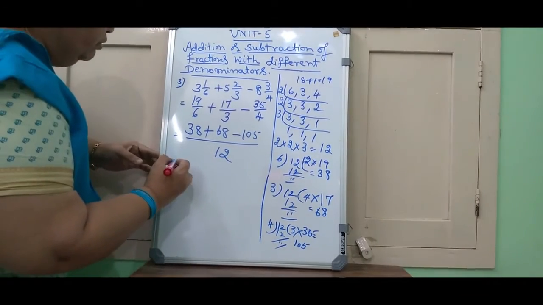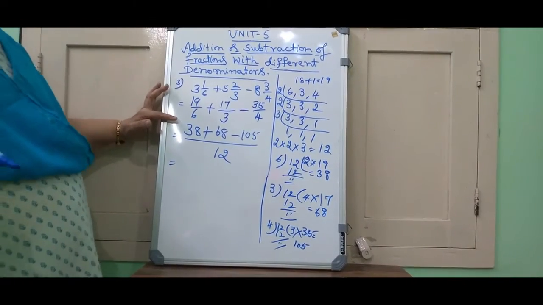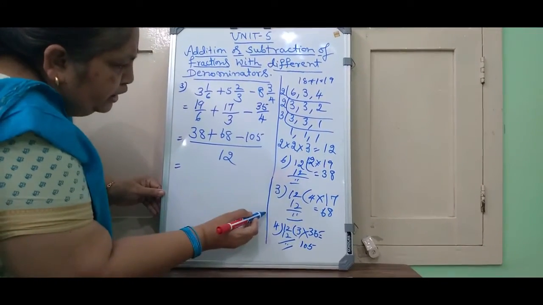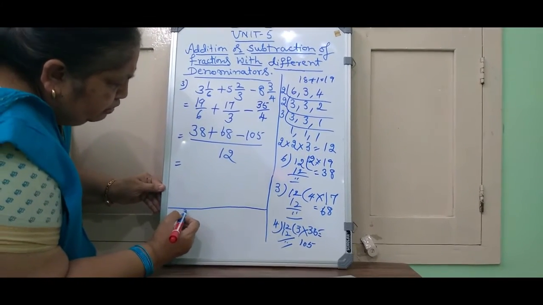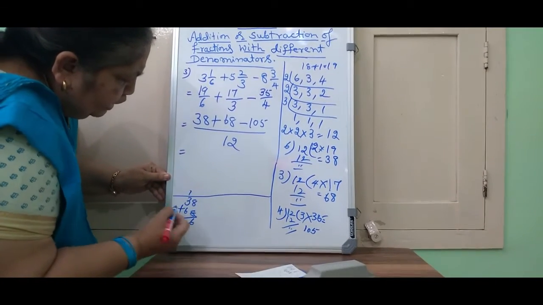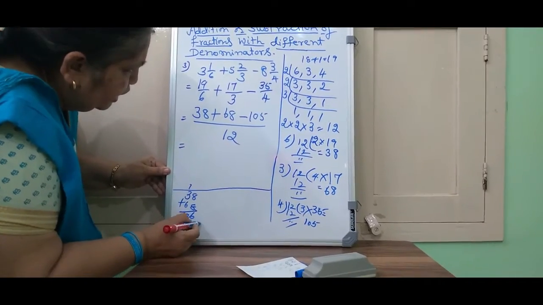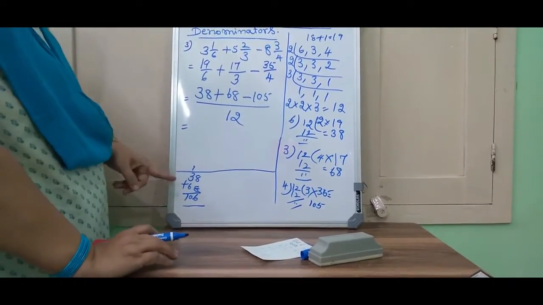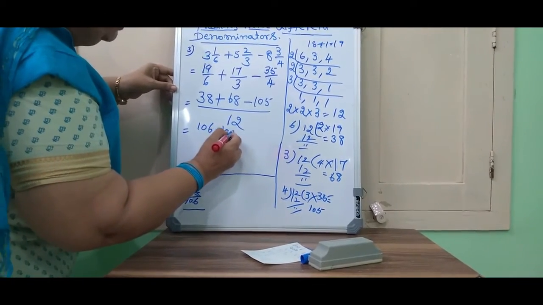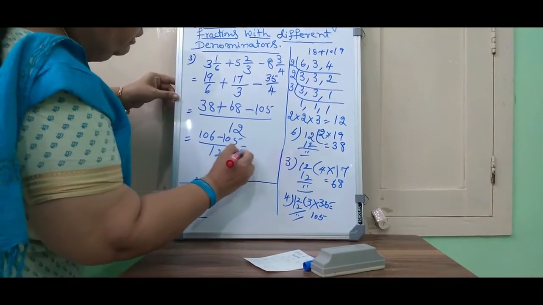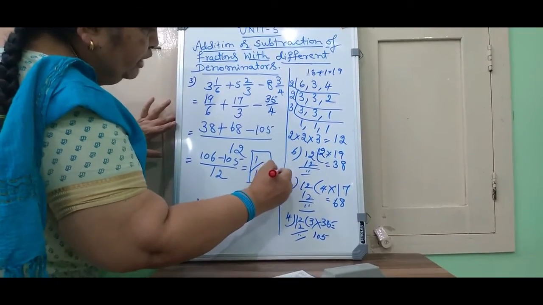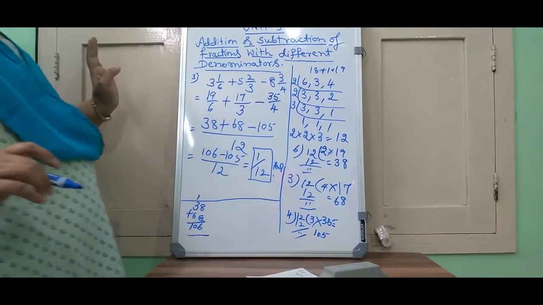Okay. Now you will add the numerators first, that is 38 plus 68. Let us add the numerators here. Let me extend the working column like this. 38 plus 68. 8 plus 8 is 16, 1 carry over. Again 3 plus 6 plus 1 is 10, so 106. 106 minus 105 whole divided by 12 will be 1 by 12. So we cannot simplify this further. 1 by 12 itself is the final answer here.